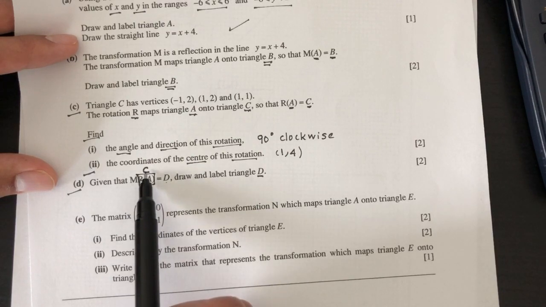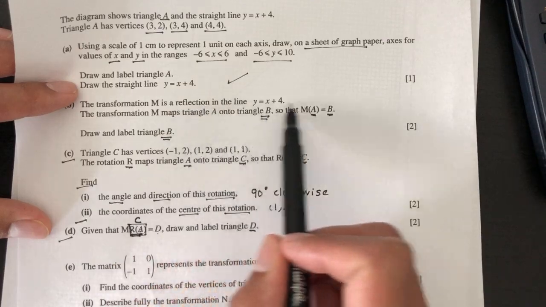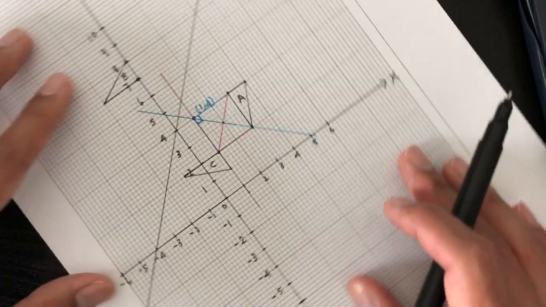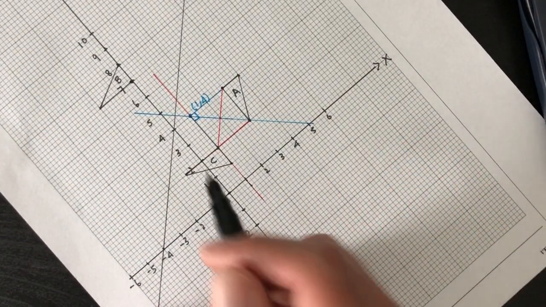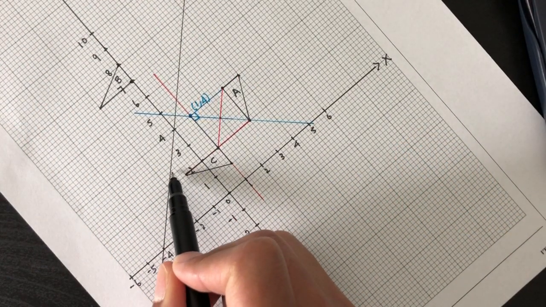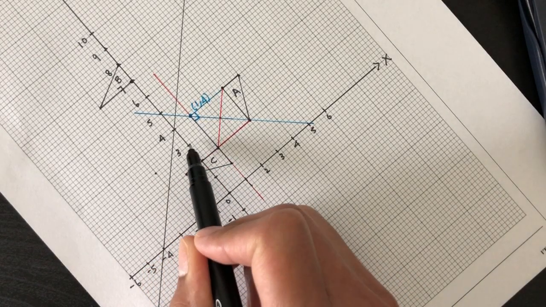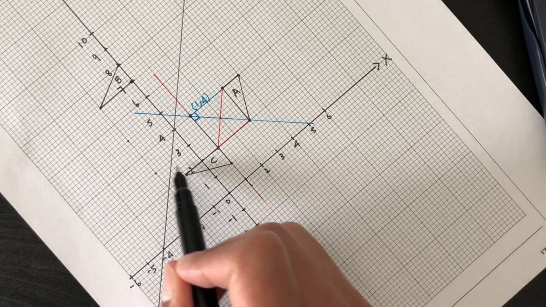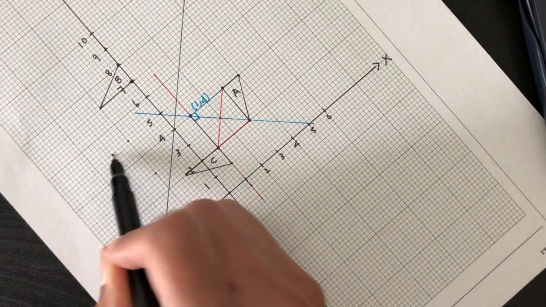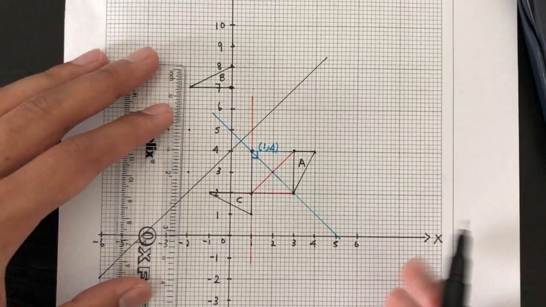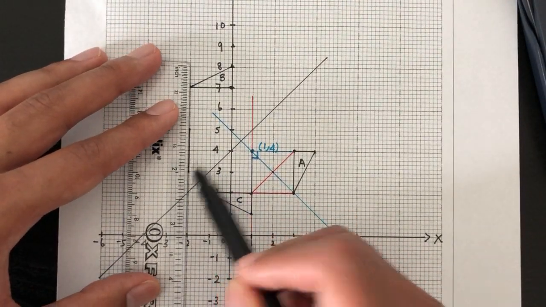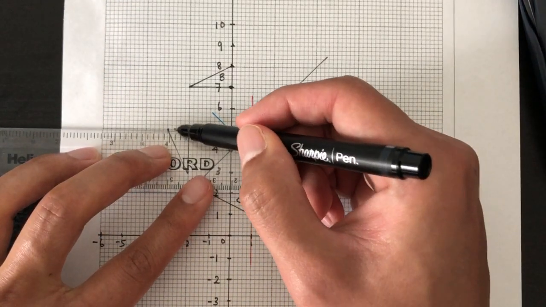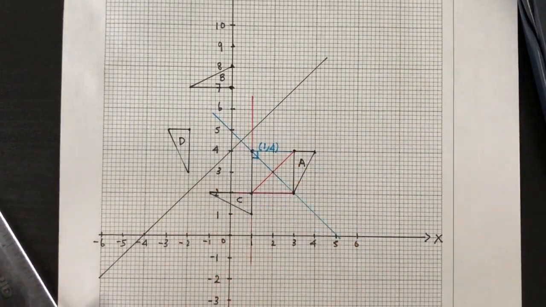Now matrix M by C, M is what? M is a reflection in this line. So we have to reflect C on the line. C reflecting on this line will give you triangle D. So let's count. This point becomes half, half, will be right here. This will be (1, half), (half, 1). And this one is (1, 2), (1, 2). As you can see, this is your triangle D.